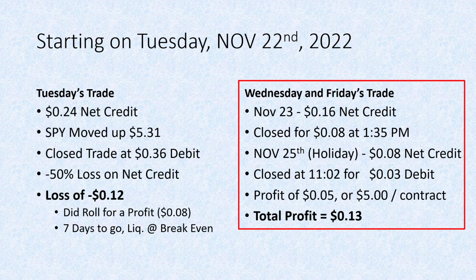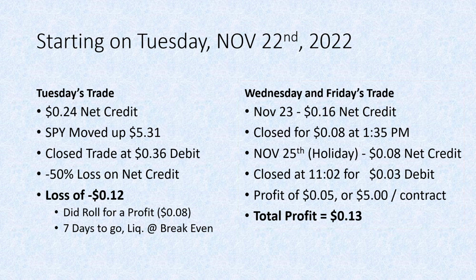Friday, November 25th, shorter credits because it's a shortened trading day. The market closes at 1. We only received an 8-cent net credit. We were able to close at 11:02 a.m. for a 3-cent debit, so we did make a profit of 5 cents on the position of the 8 expected, 62.5%. We got out with a 50% profit. Total profit on the winning trades, 13 cents.